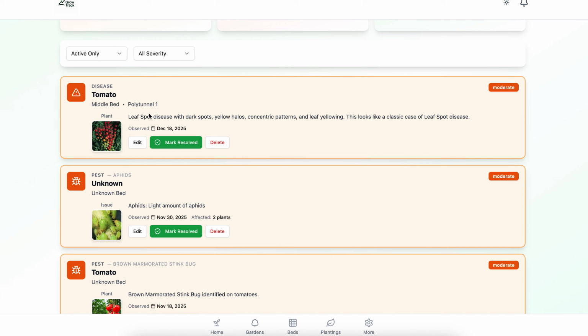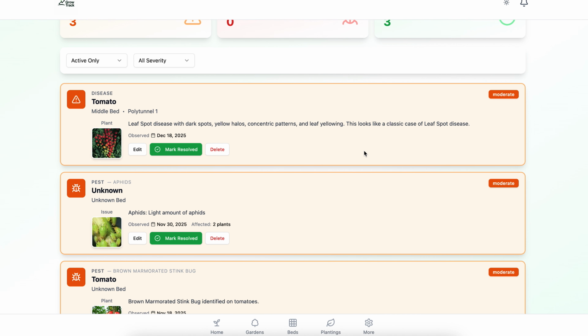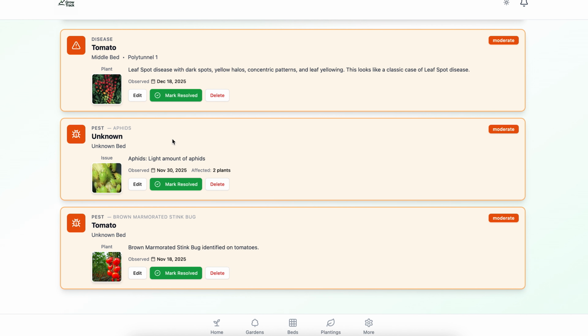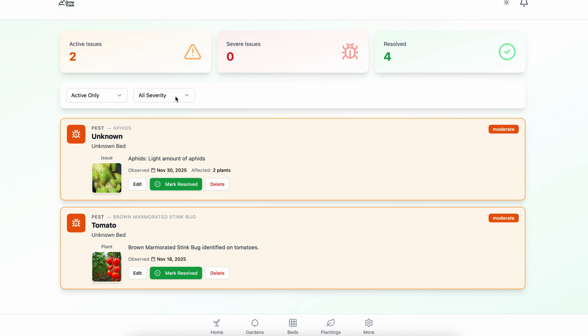That advice is not generic. It is grounded in your garden. When an issue is identified, it is recorded to you in the Plant Health Monitor. It stays active until you take action and the issue is resolved. This matters because it creates history. GrowTrack does not forget what happened in your garden.